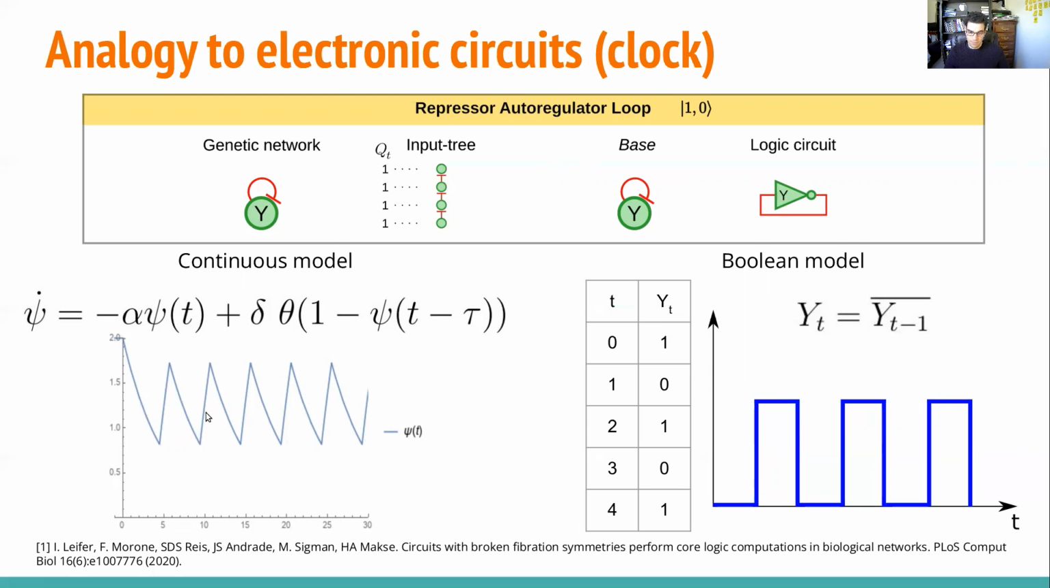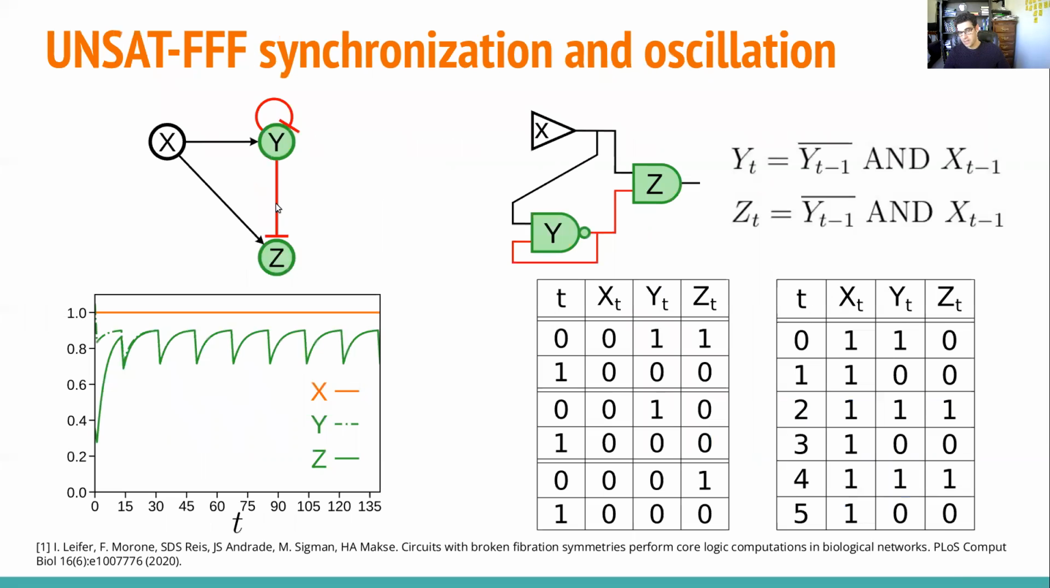So we see this oscillation here. So we expect that this genetic network, this small circuit with negative self-loop, will play the role of oscillation, so it can play the role of a clock. And that's exactly what we see in a bigger system.